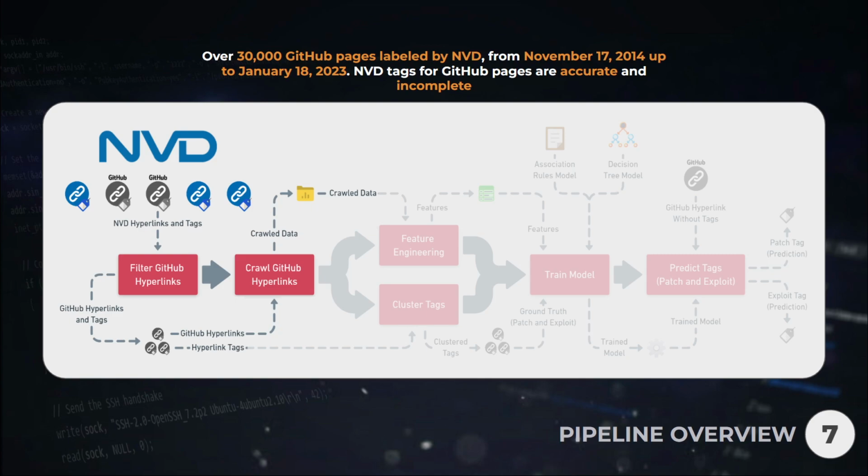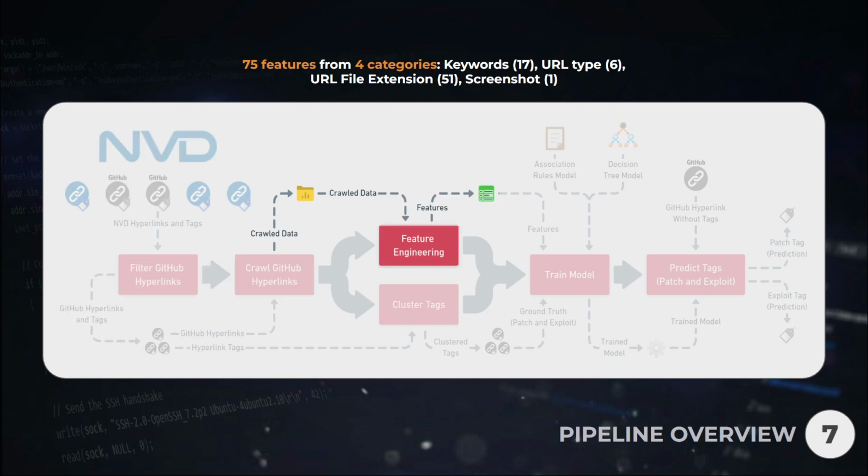And next we extract the content from GitHub pages associated with the hyperlinks, and from these contents we extract 75 features. These features can be grouped into four categories, and these categories are keywords, URL type, URL file extensions, and also a variable indicating whether there is a screenshot or not in the GitHub page.